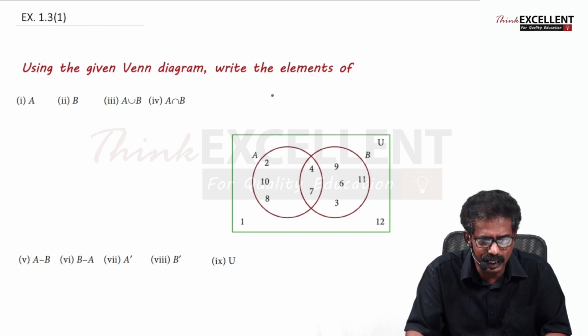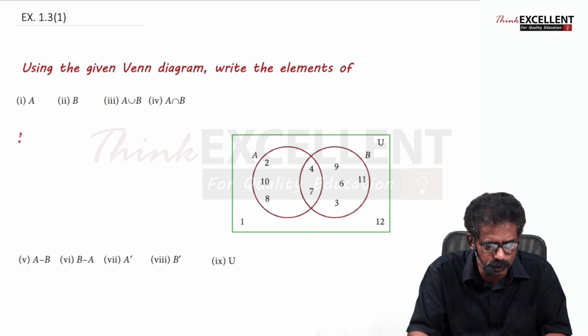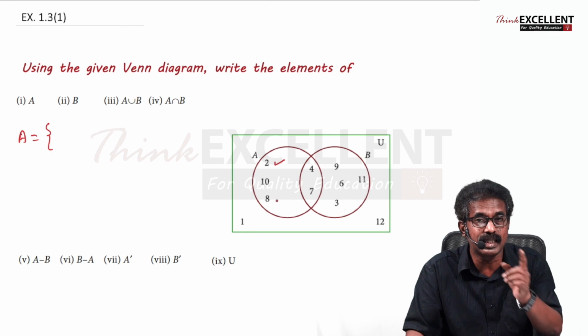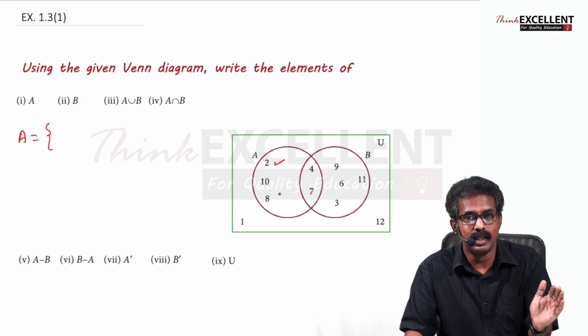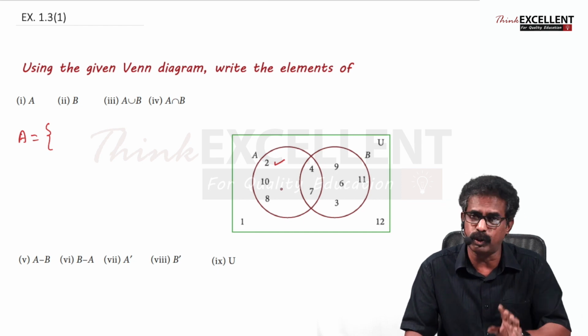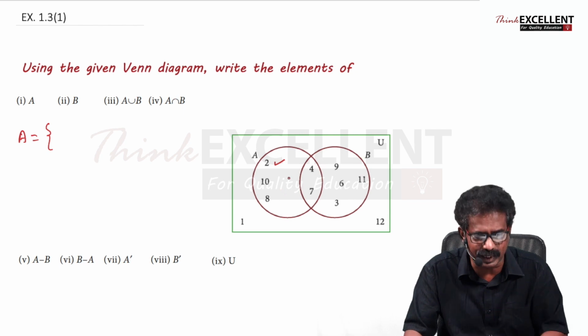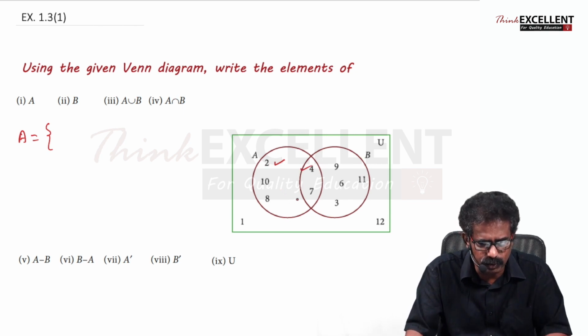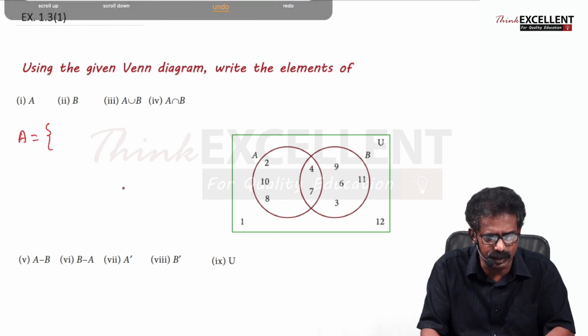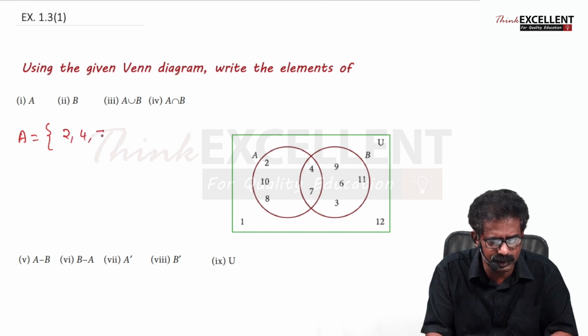Write the elements of A. So you have to tell me the elements which are in A. Where is A? A is the first circle, right? What are the numbers inside the circle? You write in ascending order, smaller number to bigger number. If you change the order, no problem, they won't reduce marks, but if you write in ascending order, it will look nice. 2, 4, 7, 8, 10.